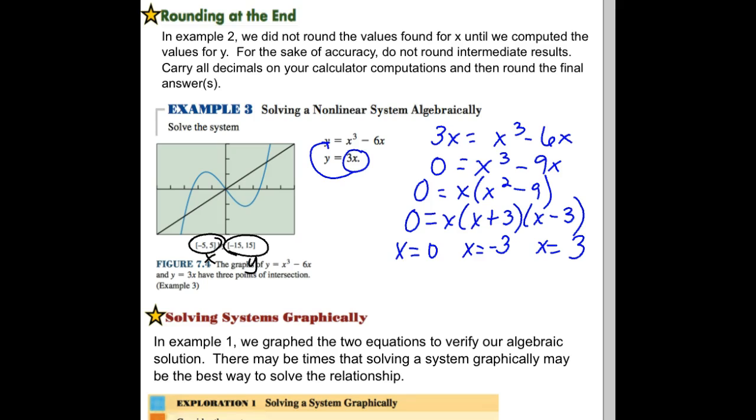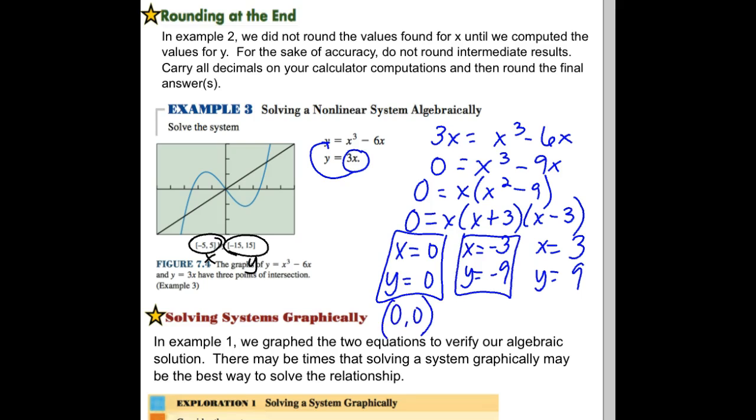What do we get for the y coordinate? It should not matter which equation you plug them into. You should get the same answer either way. So let's use the easier one, the bottom equation, y equals 3x. So 3 times 0 would be 0. 3 times -3, and 3 times +3. So we're getting 3 ordered pairs. The first one is 0, 0. The second one is the point -3, -9. And the third one is the point 3, 9.